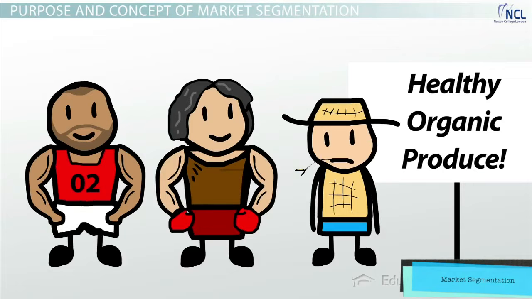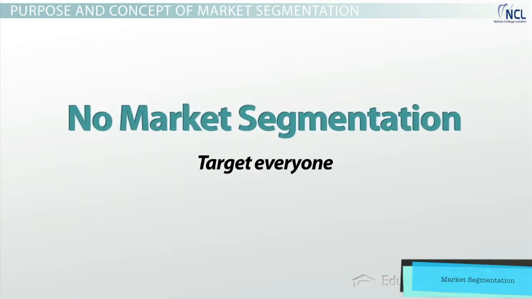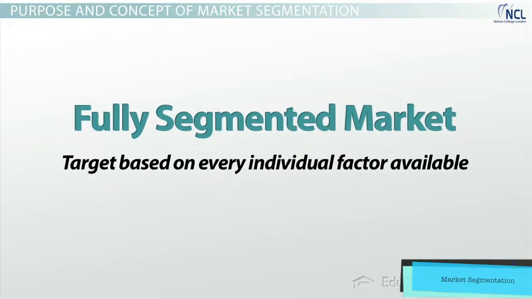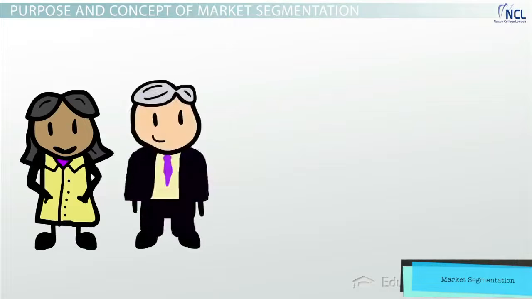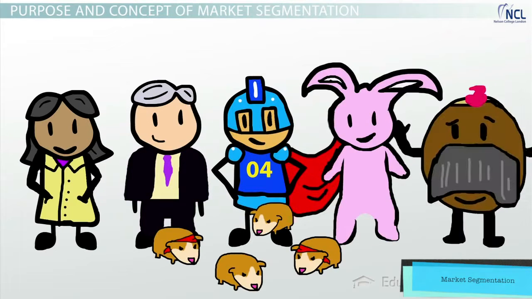Marketers have numerous choices in how they can segment a market. If the farmer had planned on targeting everyone, then the type of segmentation would have been called no-market segmentation. The opposite type of segmentation would be if he decided to target based on every individual factor available. This would be called a fully segmented market. Other choices include segmenting just by gender or income, lifestyle, ethnicity, family life cycle, or age group, or even a combination type.